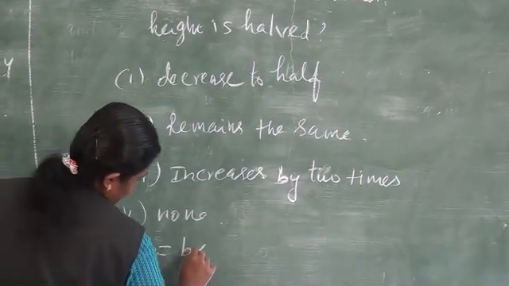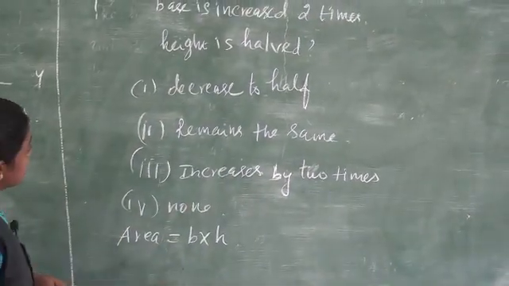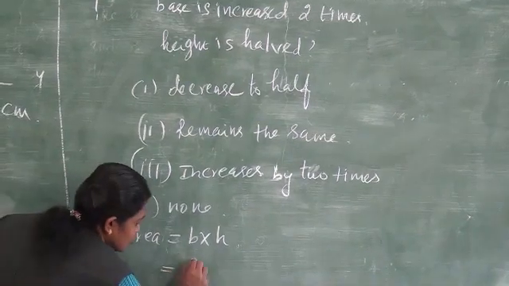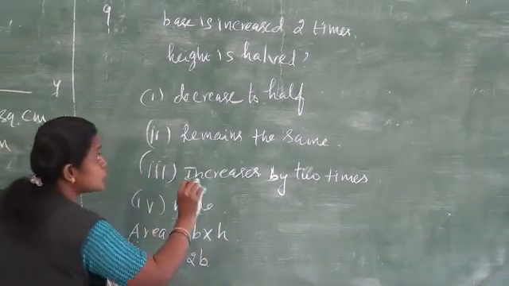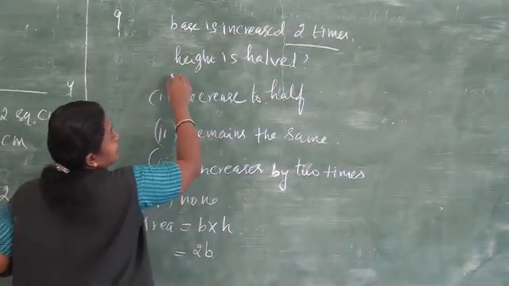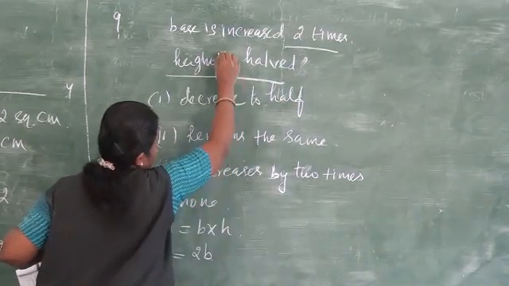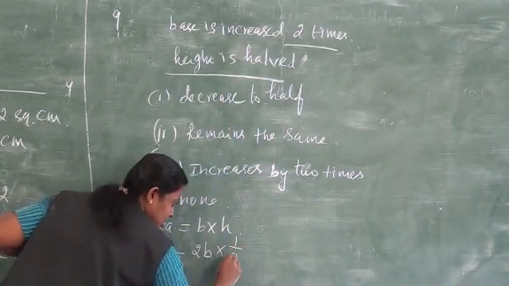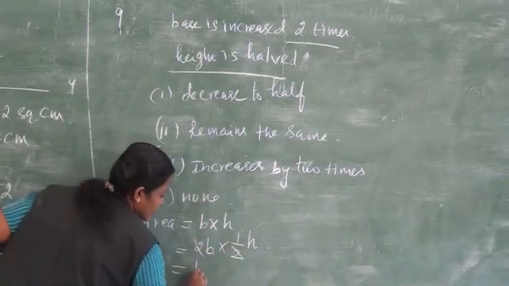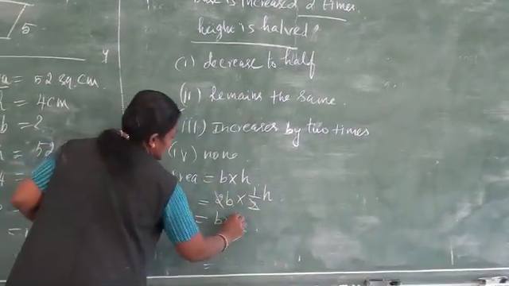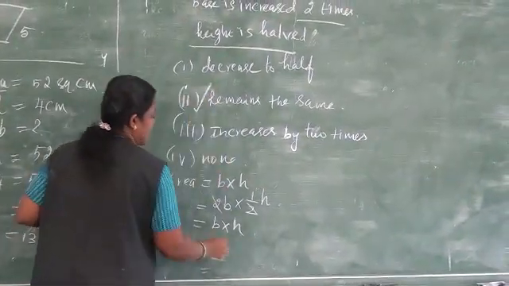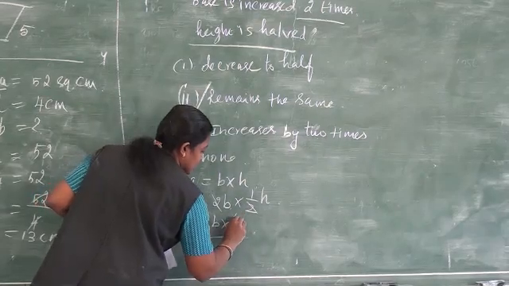Area equal to B into H. What is the statement given to us? Base is increased 2 times. So what is the new base? 2B, because 2 times is given. That height is halved. So what is the height now? 1 by 2 H. Now cancel this 2, now B into H. So you are getting the same area now. So what is the answer? Remains the same, the formula we are getting here.